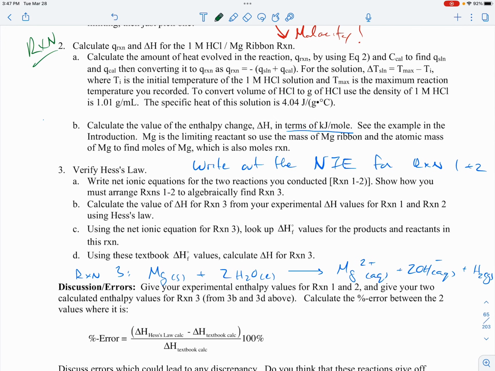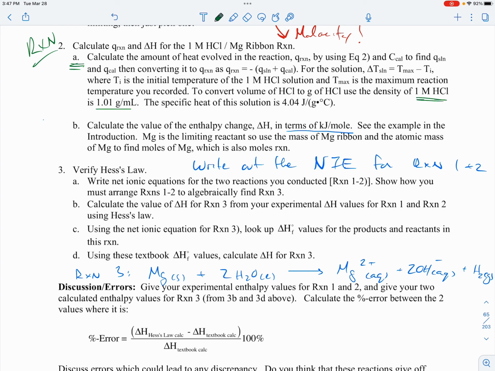All right, number 2 here is the same sort of thing. You're going to use equation 2 to get Q for the reaction. For A, when you're solving for Q, you want to make sure that you get the mass of the solution. The mass of the solution here is going to involve both the HCl and the magnesium. So however many grams or milligrams of magnesium you used, you want to add that to the mass of HCl that you used. In this case, the 1 molar HCl has a density of 1.01.